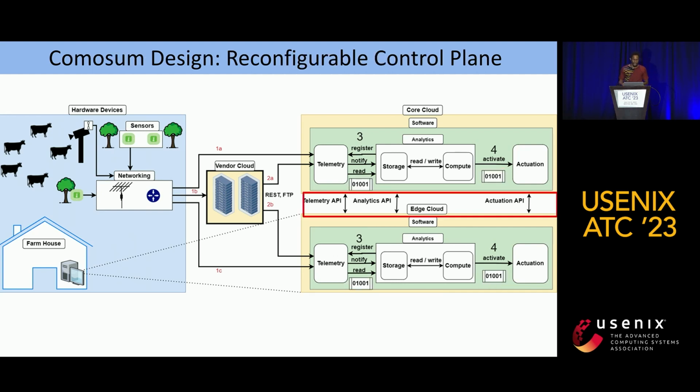When it comes to the control plane, the modules can be configured using reusable templates. You can think of a YAML file in this case. So then the templates are going to specify which modules should be deployed, where they should be deployed, and how they should communicate with each other. That is where they should be deployed in the distributed cloud, that is the edge, core cloud, and vendor cloud. Thus, the control plane gives us reconfigurability.